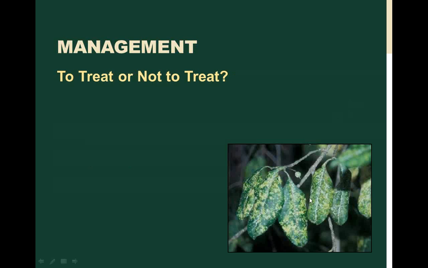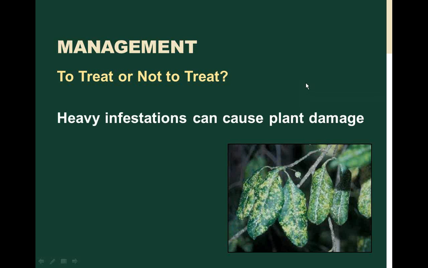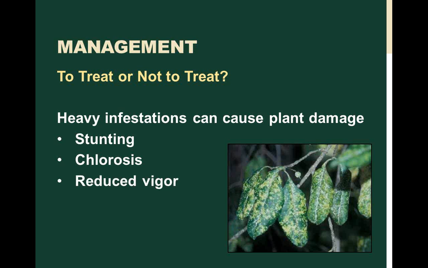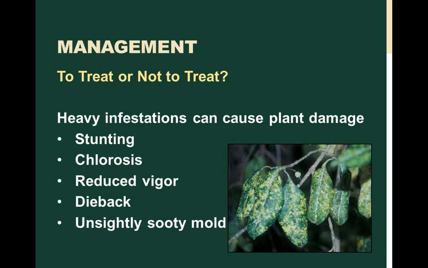Here again, here's one on Euonymus. This is the Euonymus scale, and you can see the kind of damage that it does. If you've got a heavy infestation, you've got to get out there and do your treatments. We want to eliminate the stunting effect that they have, of course the chlorosis, and eventually the plants could die from it. Plus there are also cosmetic problems with sooty mold.